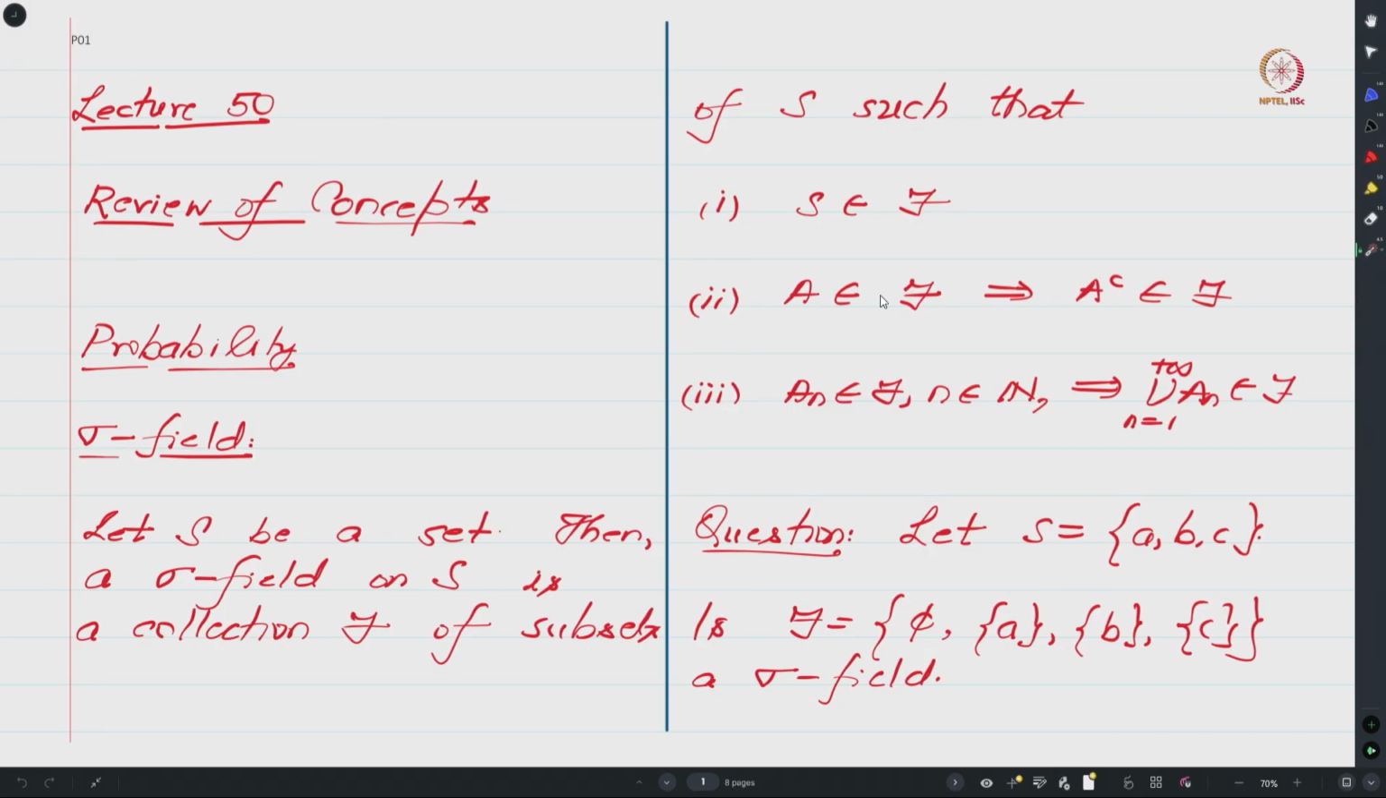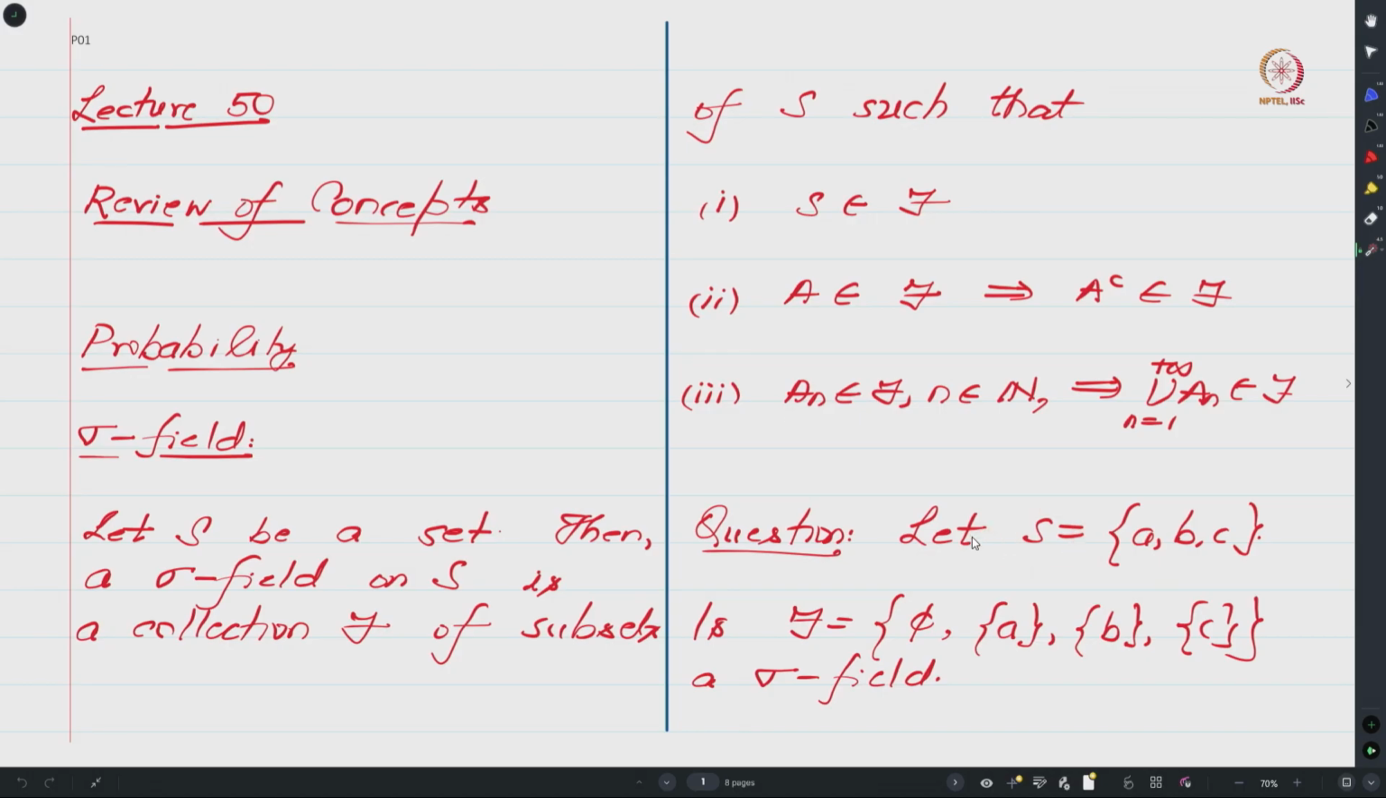So by that what we mean is, suppose you have A_n belongs to F for all n in the set of natural numbers. So if you have a collection of subsets of S such as A1, A2, A3, and if all of them belong to our collection F, then we require that the countable union of these sets also belongs to F. So in this sense we require that F be closed under the countable union operation. Here is a simple question that one may ask in the context of sigma fields.